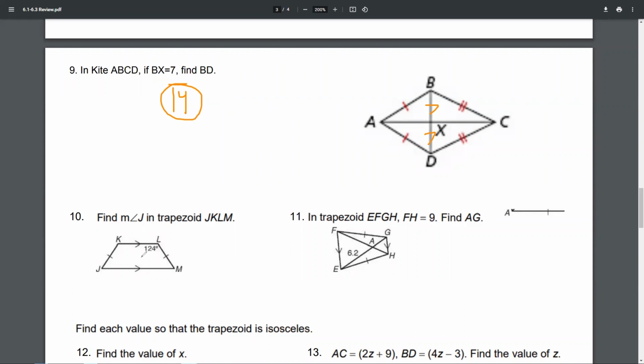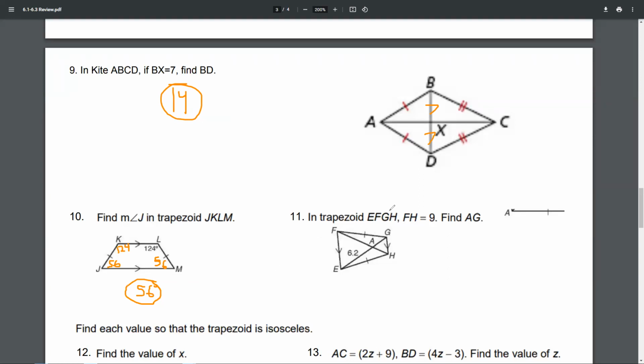All right, isosceles trapezoid, right? Because JK is congruent to ML, so it's isosceles. So the base angles are congruent. So angle K is also 124. And then between the bases, they're supplementary. So we're going to do 180 minus 124, and that gives us 56, which means this one down here is also going to be 56. So angle J would be 56 degrees.